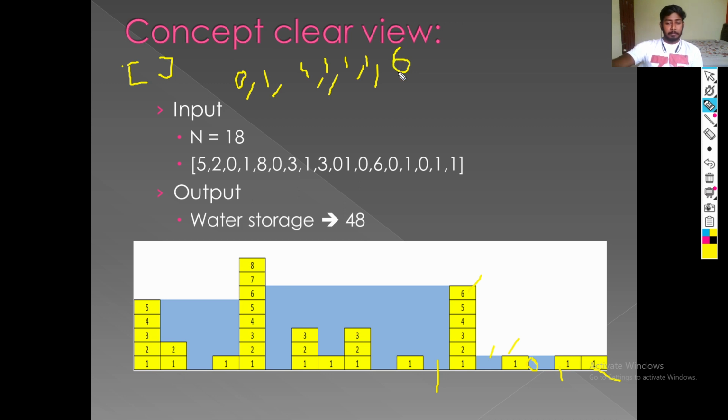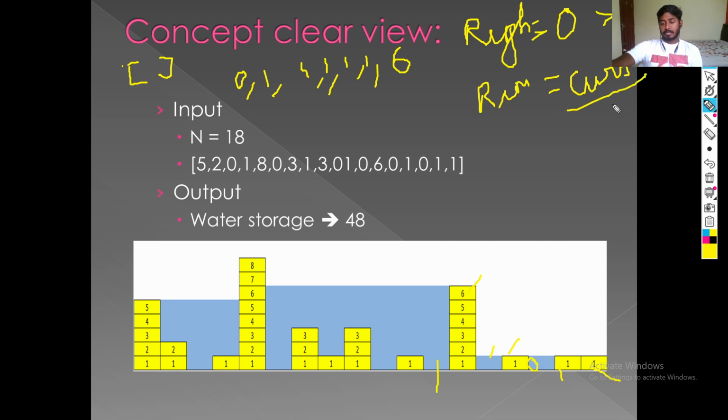How are we calculating it? The same concept as I said previously. In the beginning, right max is 0. If the current value is greater than right max, yes, then right max is equal to the current value. We have to check whether right max is greater than the current value. If it is false, we have to assign the current value. Likewise, we have to check one by one and assign it.